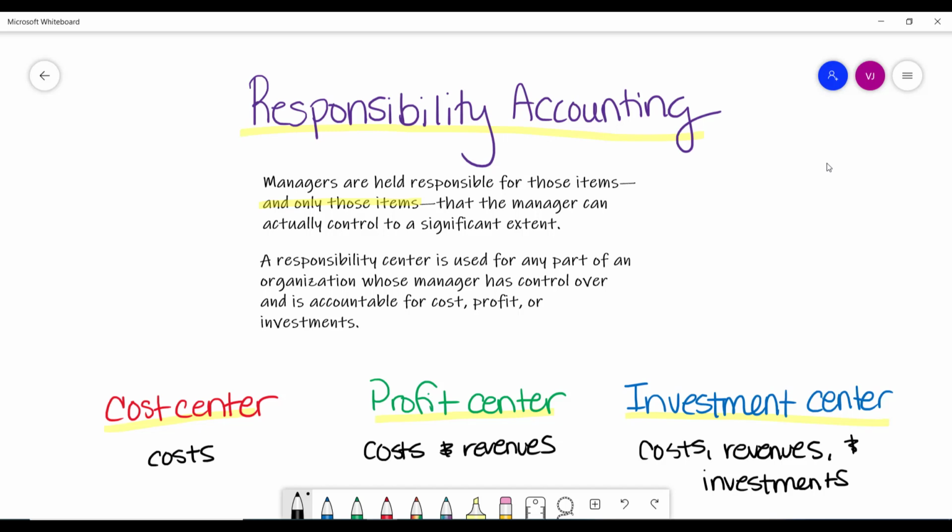So in the videos to come, we'll look at different ways in which managers can be evaluated on their performance, as well as how a company can be evaluated overall. I'm going to pause here, and then in the next video, we'll start our discussion of ROI and eventually residual income.